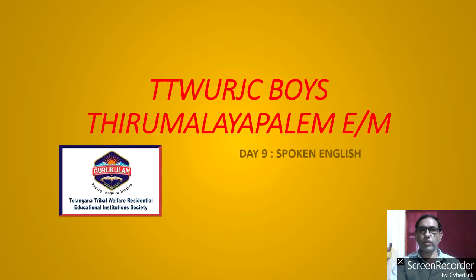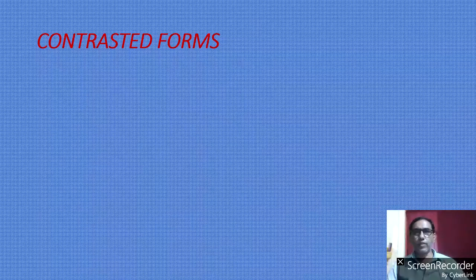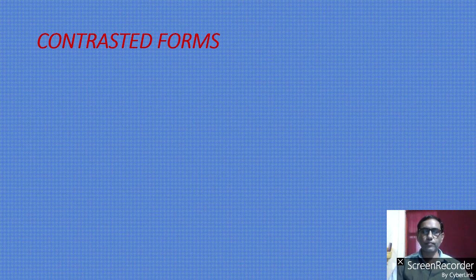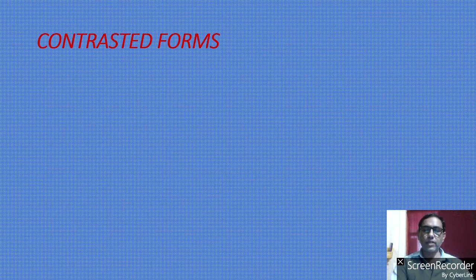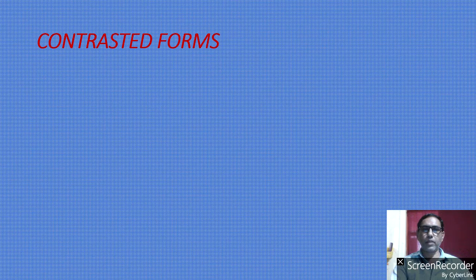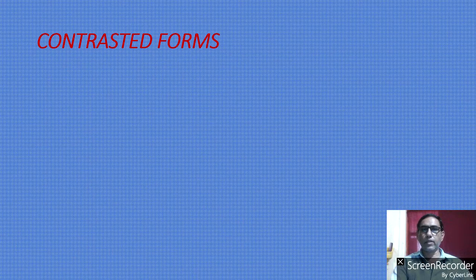Day 9 Spoken English. Today we are going to learn contracted forms. Children, the role of contracted forms in the English language is very high. They play a very key role. One must learn contracted forms and their pronunciation, especially in spoken English. Today, in part 1, I give some full forms and contracted forms and their pronunciation. Do practice repeatedly. Definitely your language will improve.